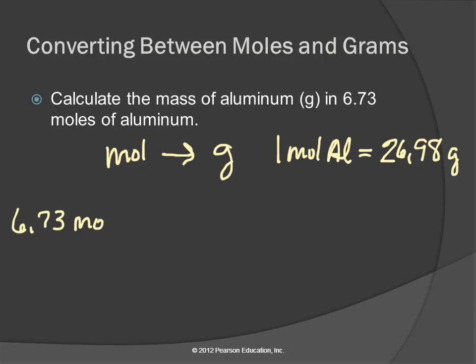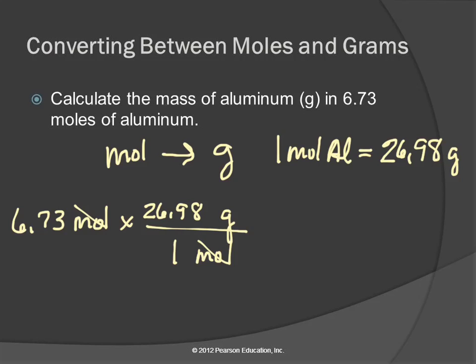6.73 moles, we're going to multiply by grams and divide by moles. So the units cancel out. There's no remembering, do I multiply or do I divide? Put the units in and they'll tell you what to do. 1 mole is 26.98 grams.